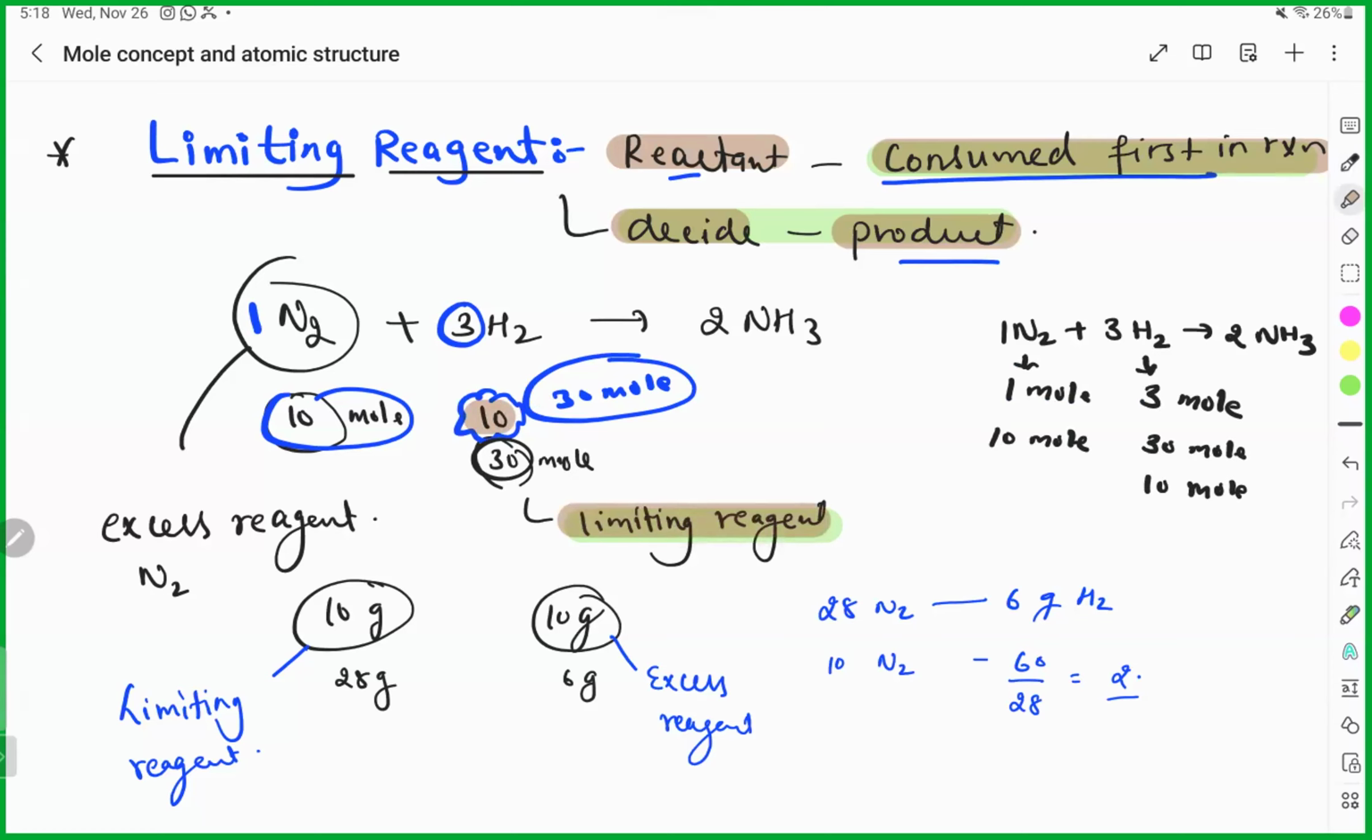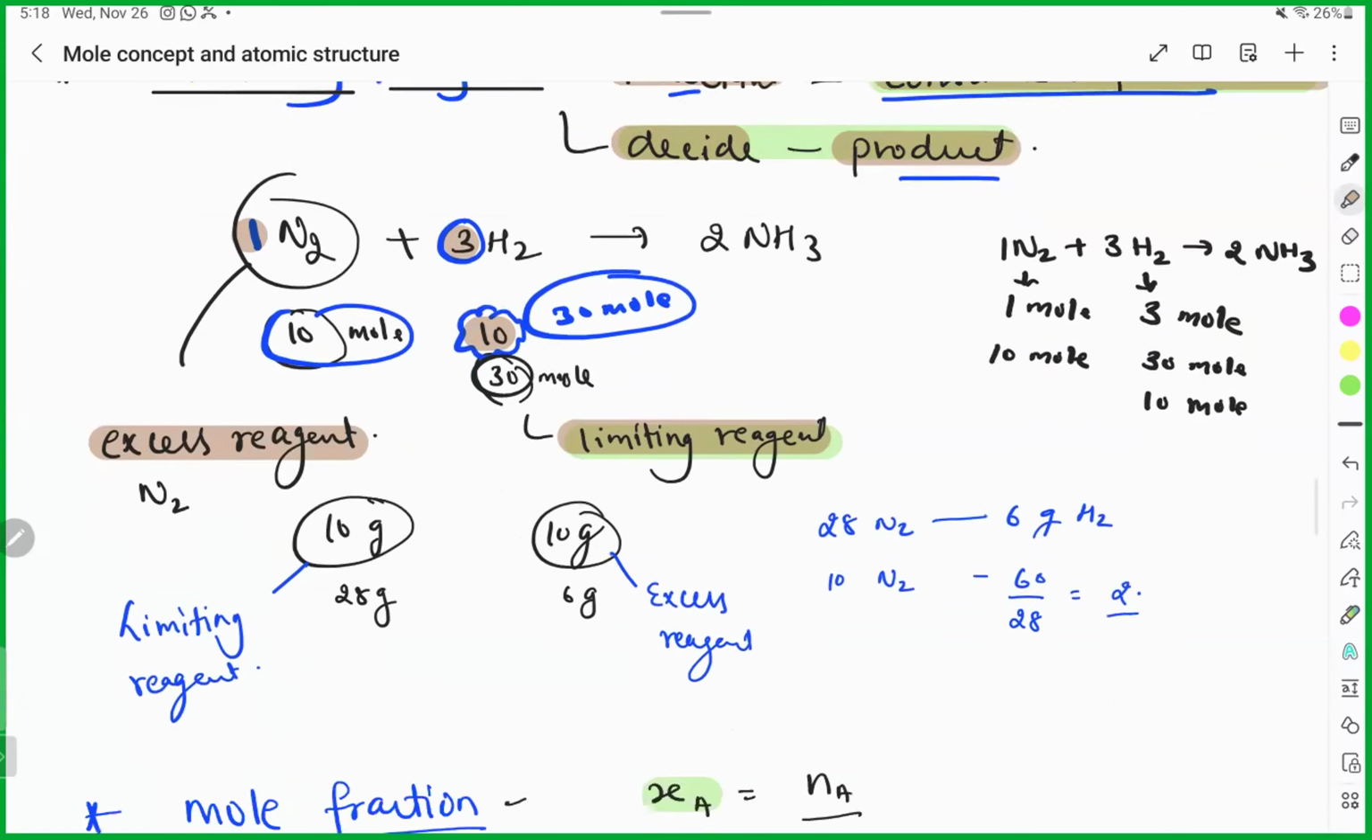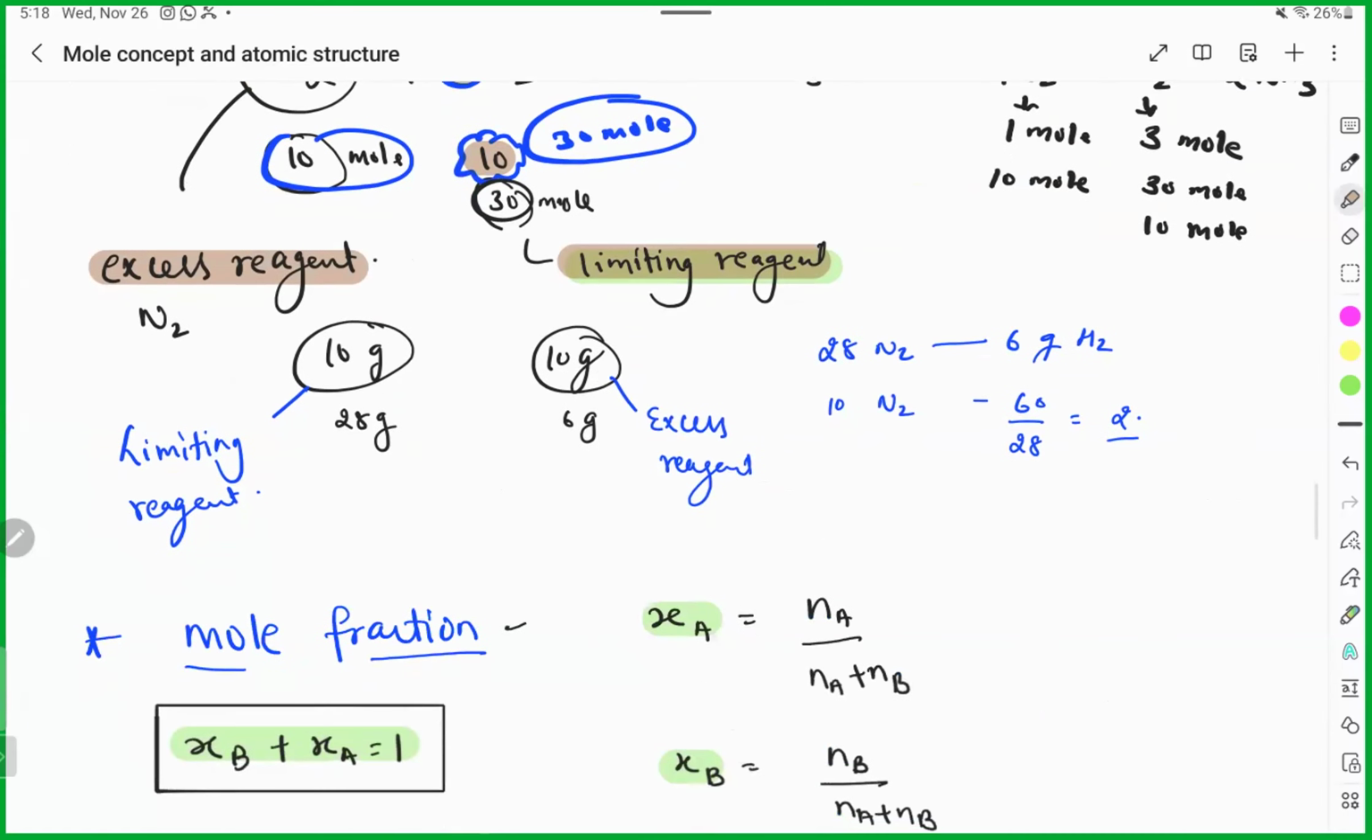Okay. So if hydrogen is a limiting reagent, nitrogen is excess. How do we know? If you have 10 mole of hydrogen, nitrogen should be 1/3 because here it is 3, here 1/3. It should be 3 mole, but you are having 10 mole of nitrogen. It means it is an excess reagent. Understood? So based on the data, whatever will be given to you, only then you can tell.